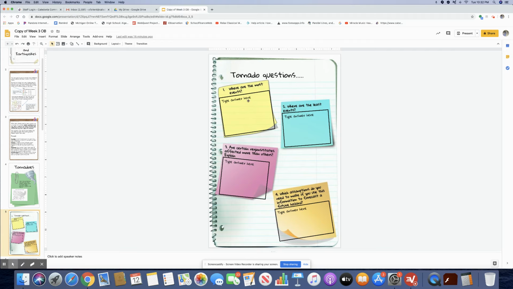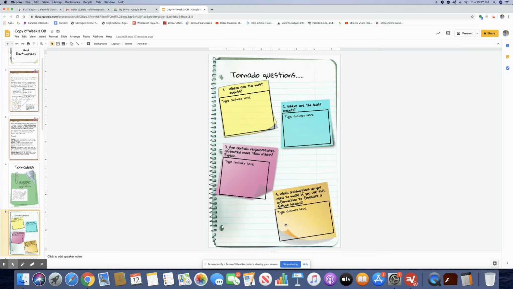Where are the most events for tornadoes? It'll be pretty obvious from the map, guys, where most of the tornadoes occur. Where are the least events? Seems to me the coldest states have the least events. Okay, are certain regions or states affected more than others? Okay, I've heard all of you guys talk to me about Tornado Alley. I'm just throwing that out there. What is Tornado Alley?